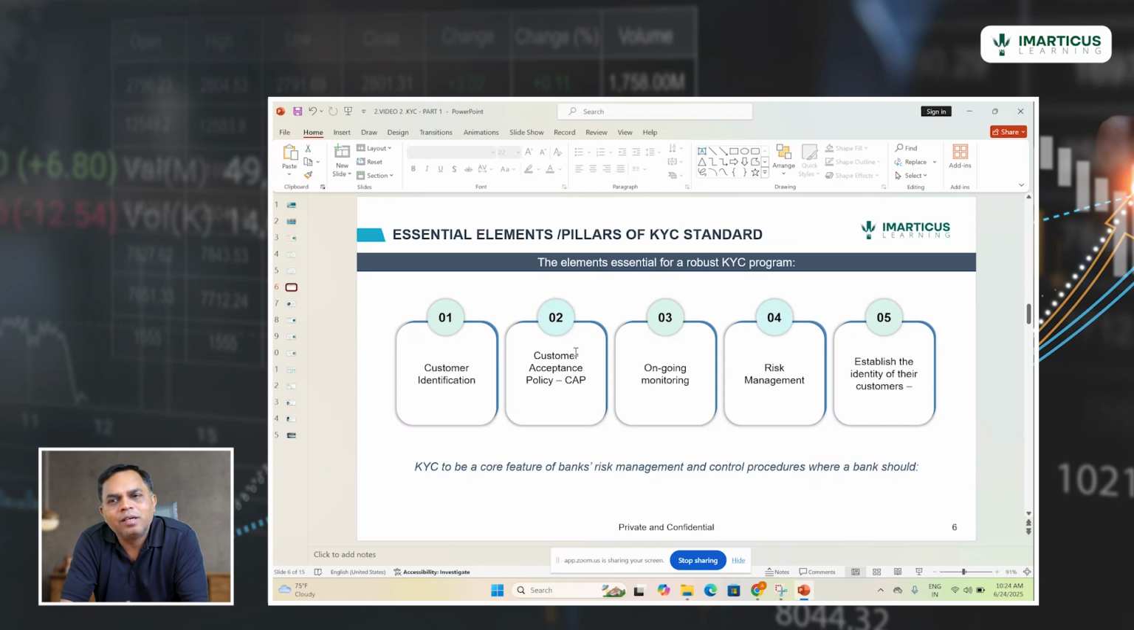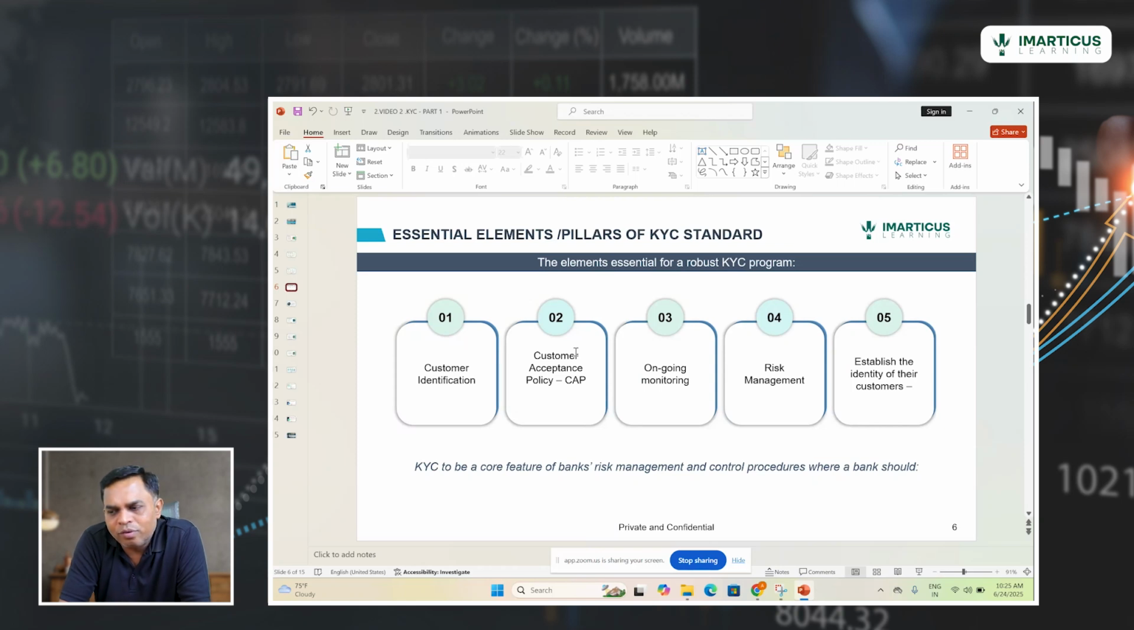The third element of KYC is that KYC is an ongoing activity. Though KYC is primarily applied when the customer gets onboarded to the bank, it is also an ongoing activity. The KYC which the bank performs is valid for either 3 years or 5 years, depending on the bank. After 3 years or 5 years, the customer has to be recertified again. So KYC is an ongoing activity and not a one-time activity.